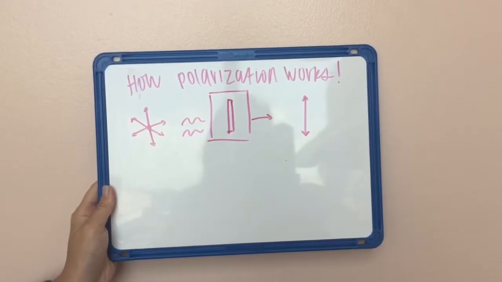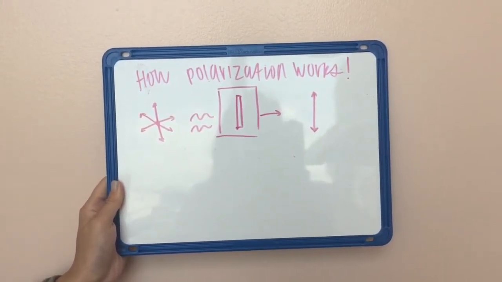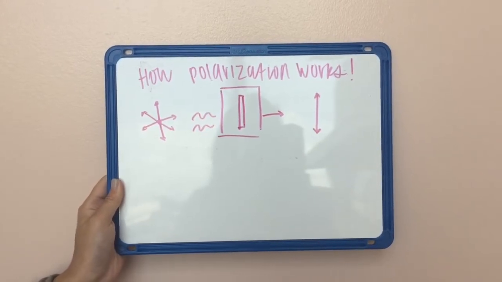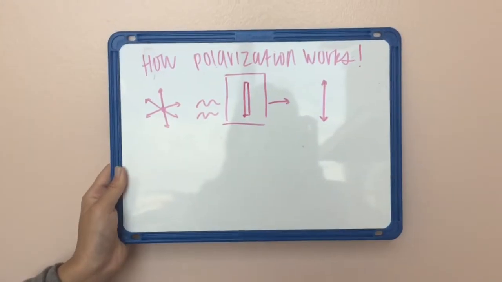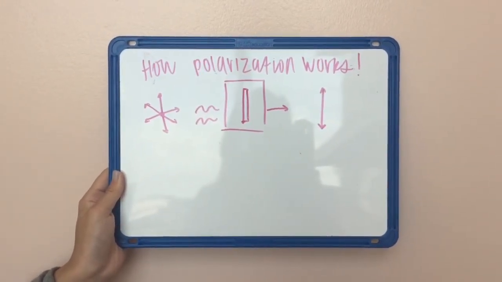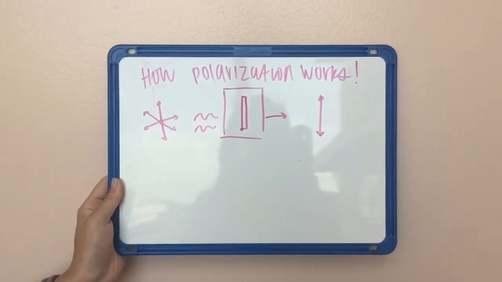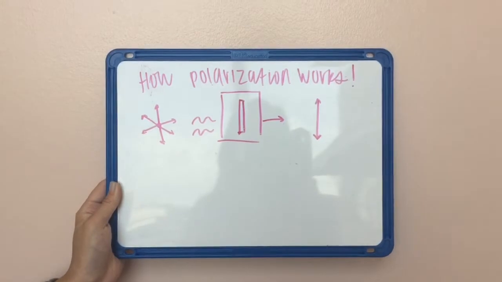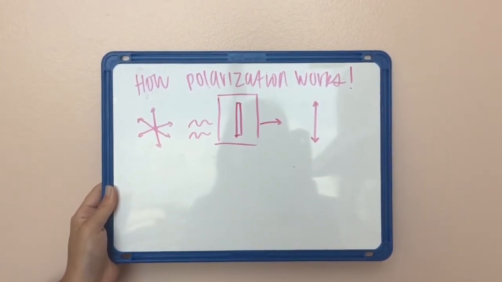Polarization is a very key concept of LCDs. And right now we will talk about how polarization works. On the whiteboard, that image right there represents unpolarized light. And when it passes through a vertical filter, only the vertical light will show and pass through. The vertical filter must be aligned correctly to the unpolarized light for light to pass through.